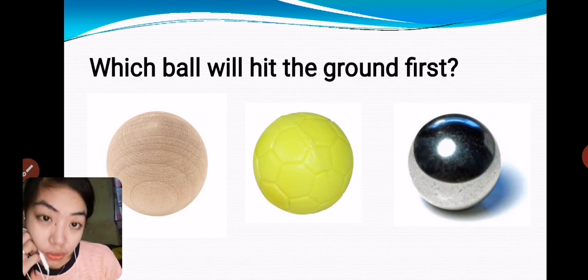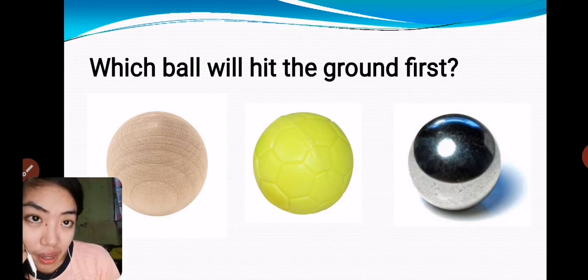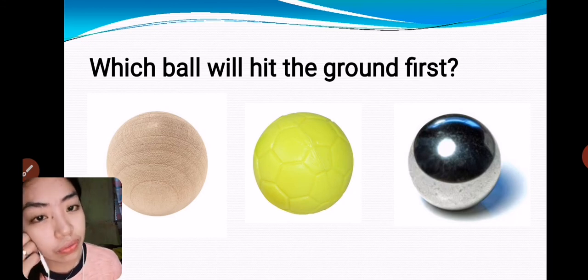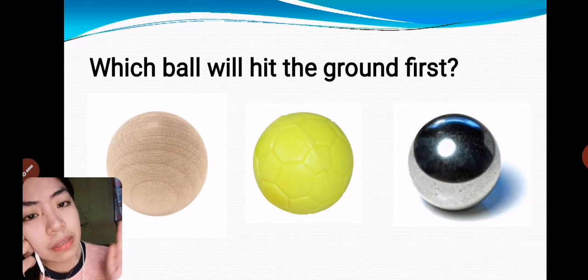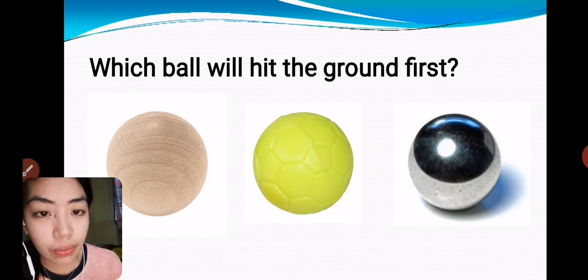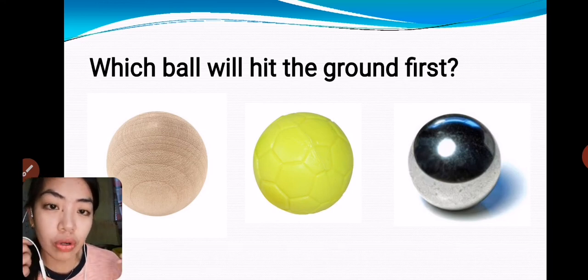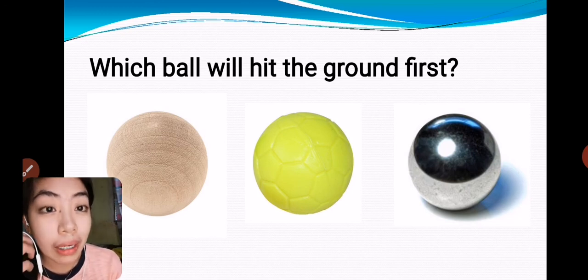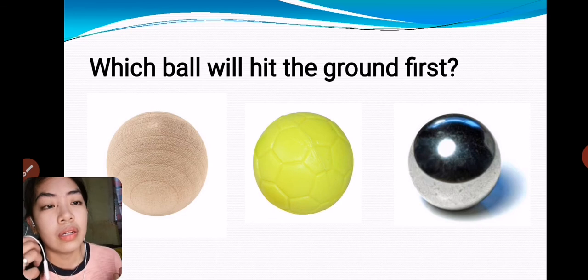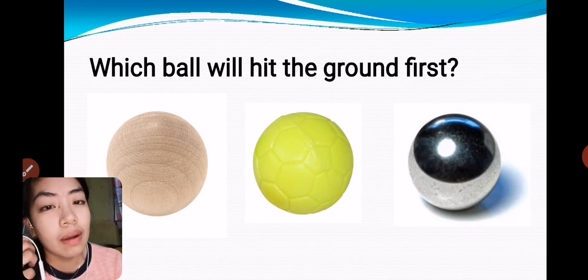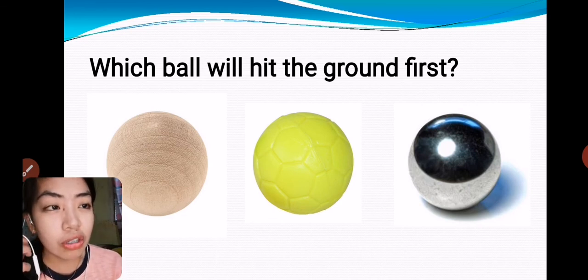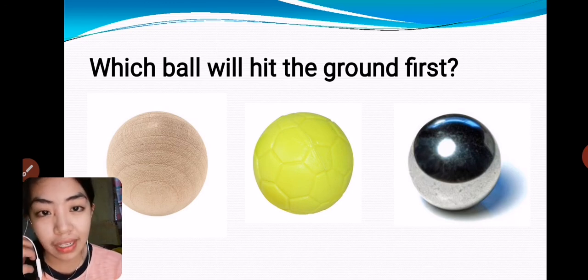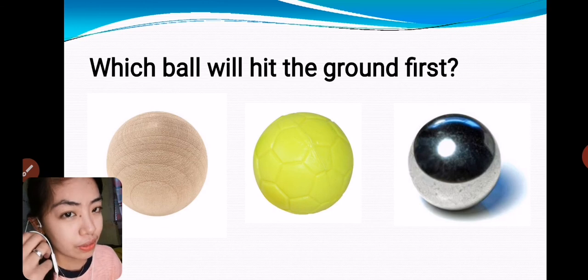Okay. To end my discussion here, I have this question, which ball will hit the ground first? So, kapag sabay-sabay natin itong hinulog, sino yung unang babagsak? Or sino yung unang mapupunta dun sa baba? Yung bola ba na gawa sa kahoy, na gawa sa plastic, or yung ball that is made out of metal? So, what do you think is your answer?